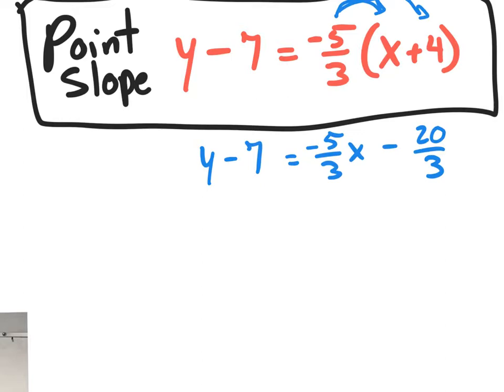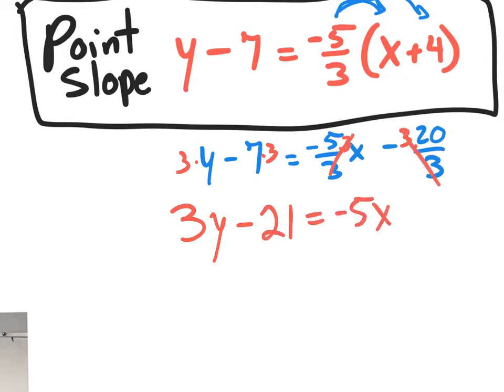Let's say you hate those fractions, right? If you don't like the fractions, you could get rid of them, and that might push you towards standard form, because standard form is capital AX plus capital BY equals capital C, no fractions. So if you wanted to, you could multiply everything by 3, this times 3, this times 3, this fraction times 3, this fraction times 3, and you will get 3y minus 21 equals negative 5x minus 20.